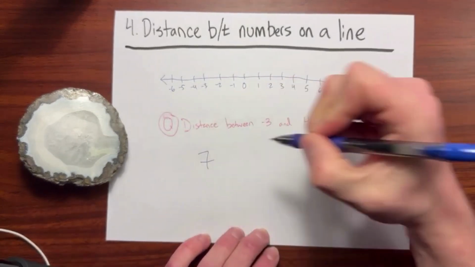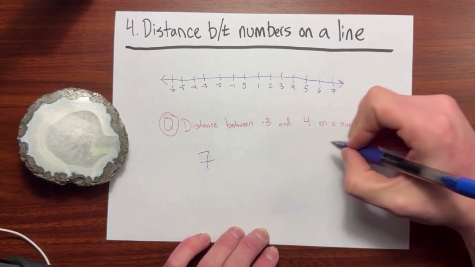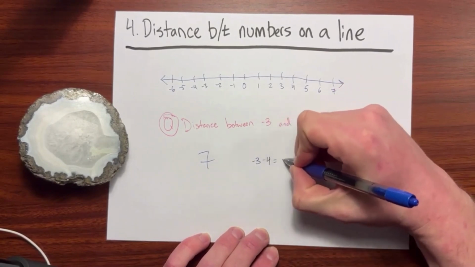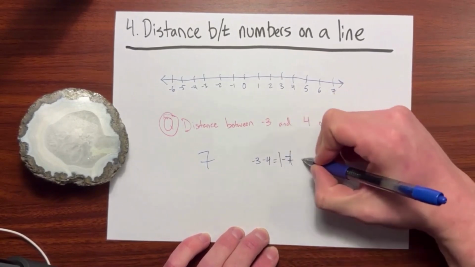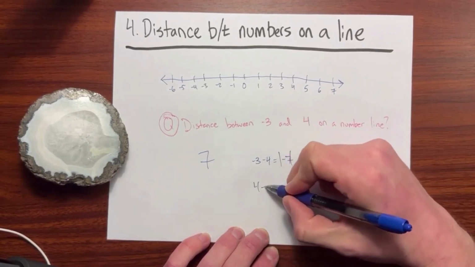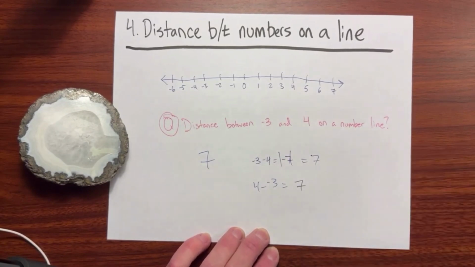And yes, if you've already caught on, you can just subtract and take the absolute value of these numbers. So you could do -3 minus 4 and end up with -7, take the value positive at 7, or you could even do the reverse way, 4 minus -3, which is going to be +7.